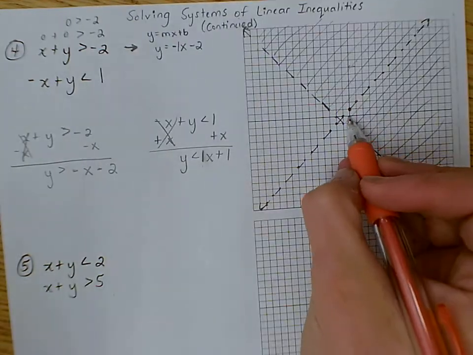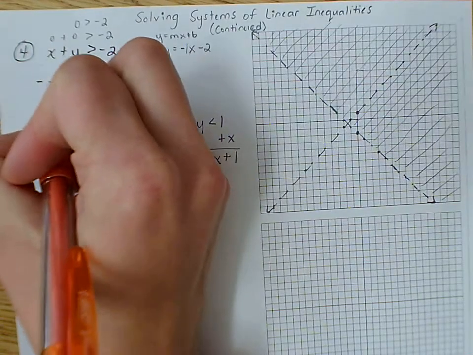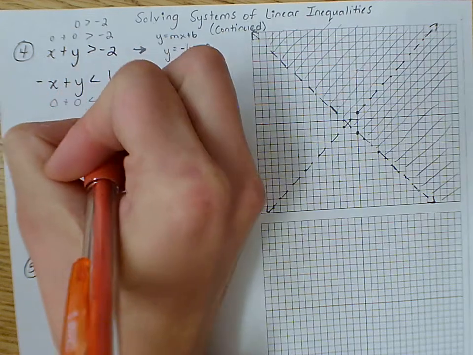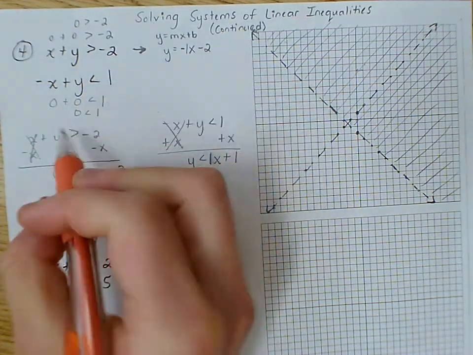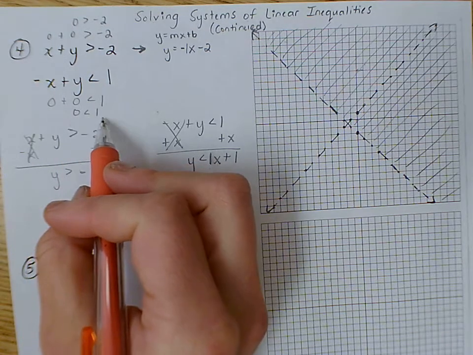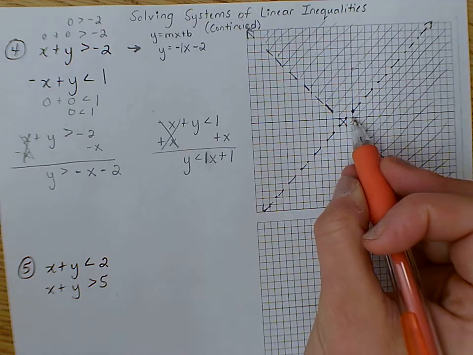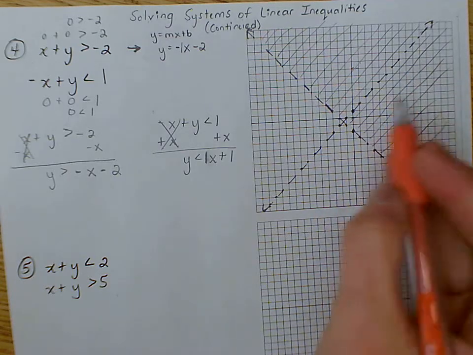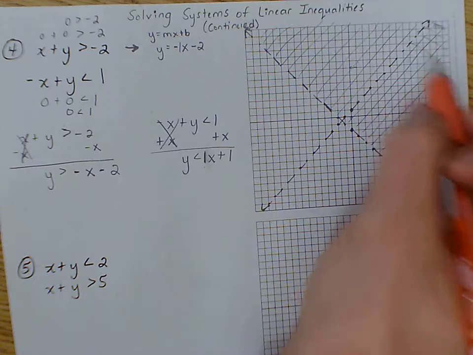So I'll take my test point (0, 0) and plug it in. So it'd be negative 0, and negative 0 is just 0, plus 0 is less than 1. And then that'd be 0. Is this true? Is 0 less than 1? Yes, it is. And so that means the same side that the point's on is the one I shade. This is actually on the right side of my line, so I'm going to shade the entire right side of this line.